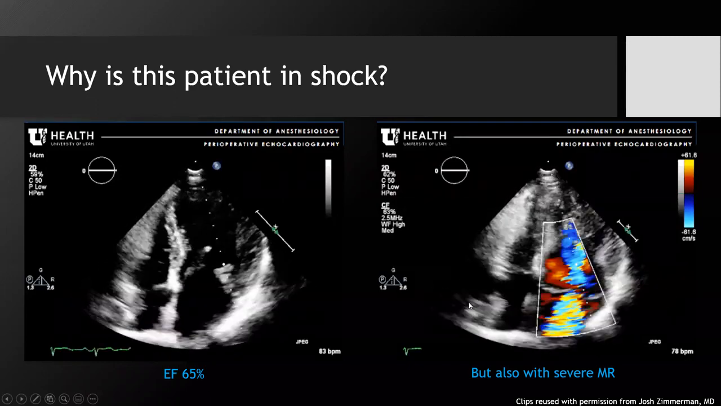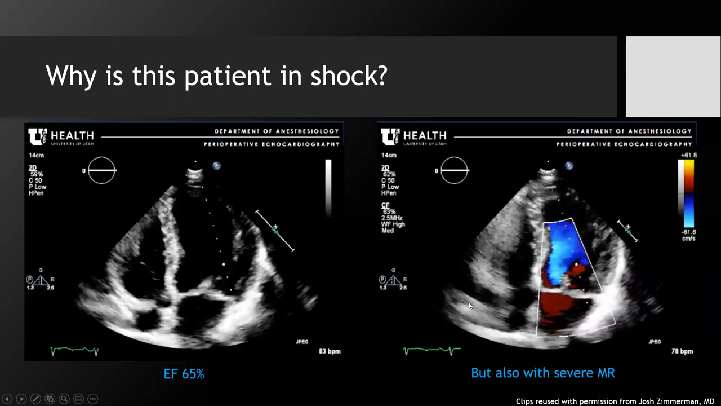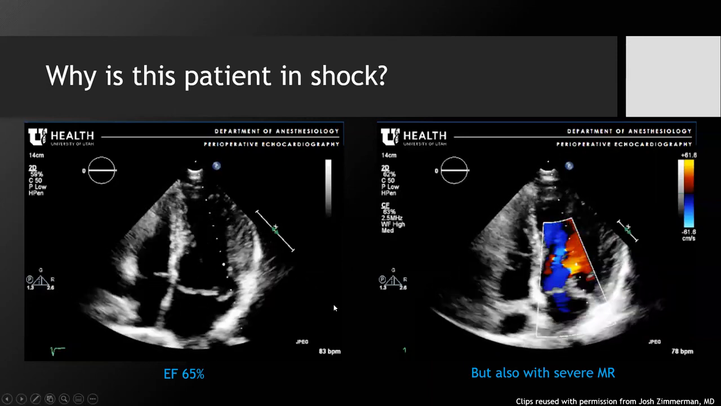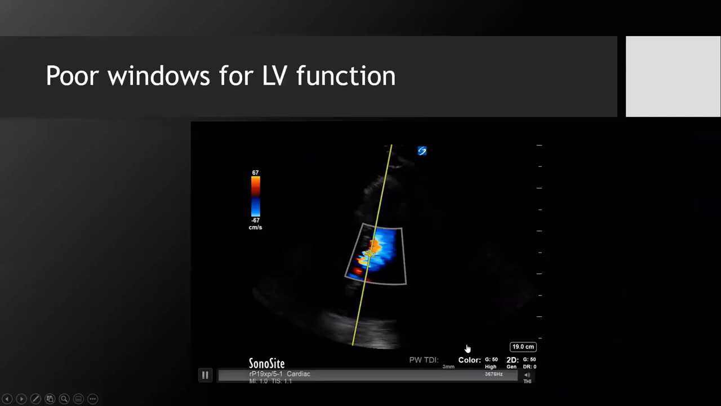So in a patient with severe MR, using cardiac output will also give you a sense of what their forward flow is when EF can't really tell you. Do I have another case for you?